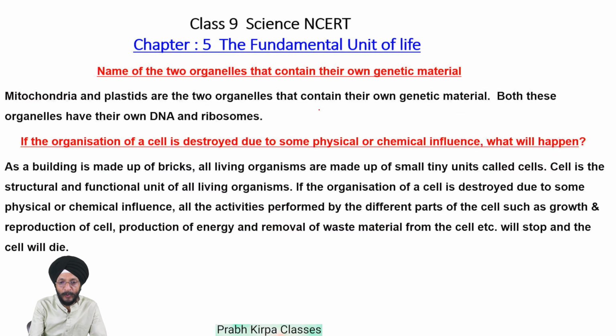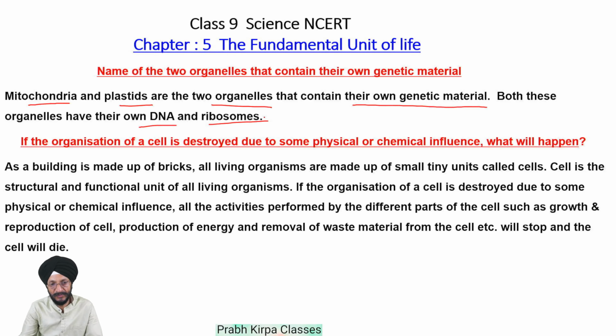Next, name two organelles that contain their own genetic material. Answer: mitochondria and plastids are the two organelles that contain their own genetic material. Both these organelles have their own DNA and ribosomes. Another important question which may come in the exam is, if the organization of the cell is destroyed due to some physical or chemical influence, what will happen?